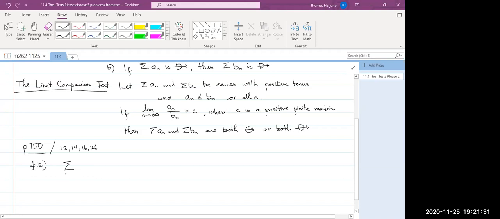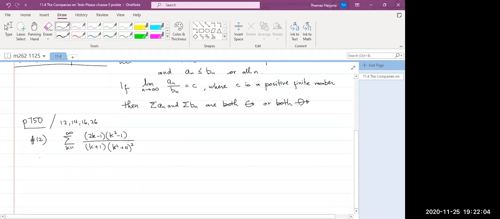The summation from k equals 1 to infinity of (2k minus 1)(k squared minus 1) over (k plus 1)(k squared plus 4) squared. Determine if it is convergent or divergent. Solution. So is this series convergent or divergent?